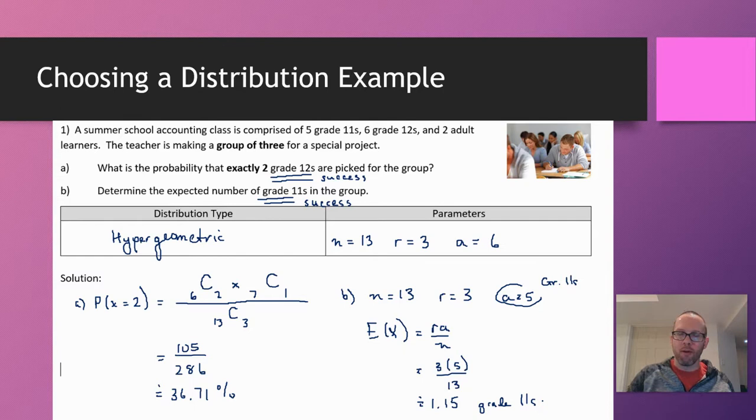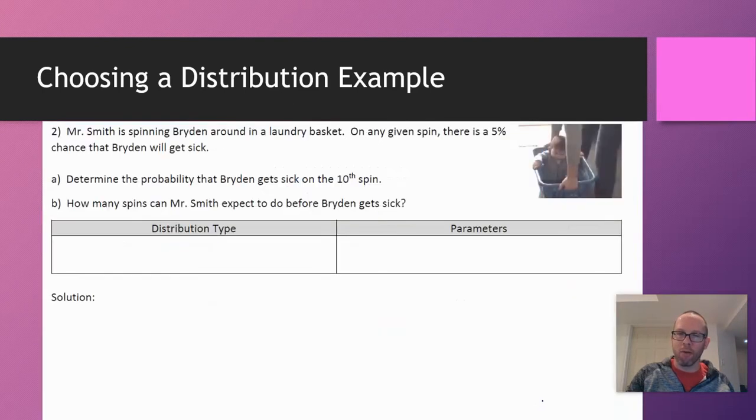So as we move into our second example, you could probably guess it's not going to be hypergeometric, but let's just make sure we walk through the questions on identifying. So I used to do this with my oldest, and in this picture he's probably less than 1, but I'd put him in a laundry basket and just spin him around. He never actually got sick, but that's where this question's based off of.